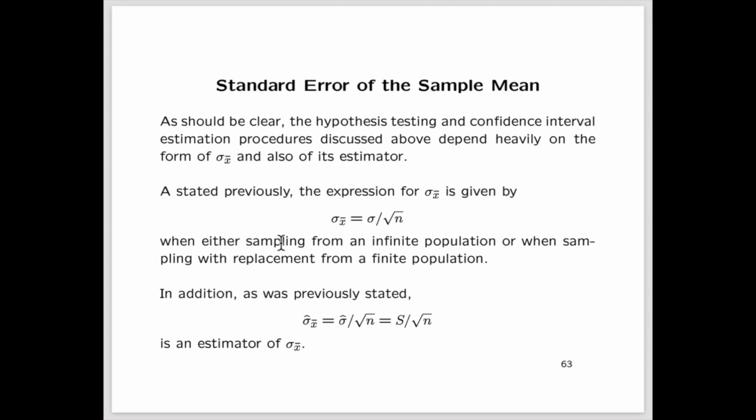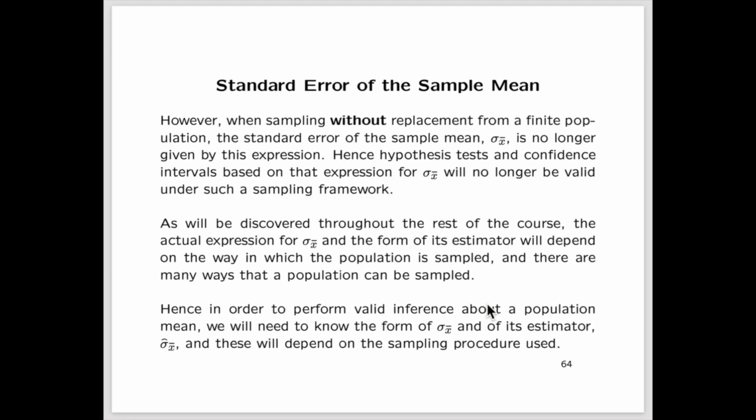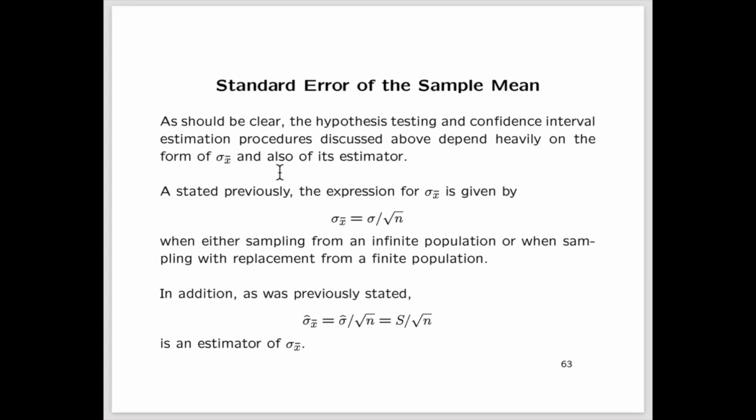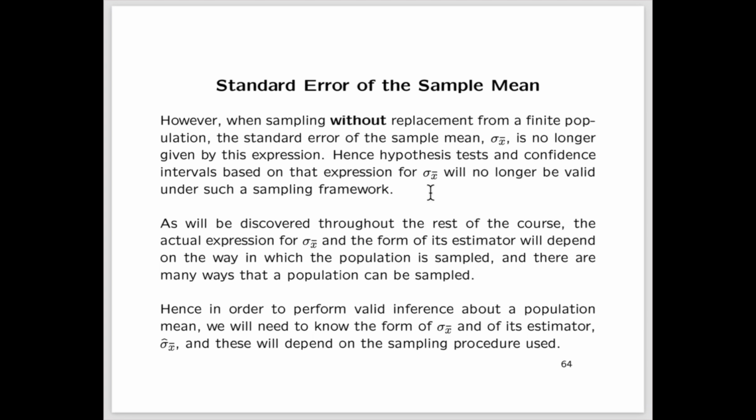Now, in other words, when sampling from either an infinite population or when sampling from a finite population with replacement, all right? And then based on this expression for the true standard error of X bar, we can estimate that standard error by plugging in an estimator for the population standard deviation. However, if we are sampling from a finite population without replacement, then the standard error of the sample mean, sigma sub X bar, is no longer given by that expression. If we're sampling from a finite population without replacement, this is not the formula for the standard error of X bar. Hence, hypothesis tests and confidence intervals based on that expression for sigma sub X bar will no longer be valid, they'll no longer be accurate under such a sampling framework.